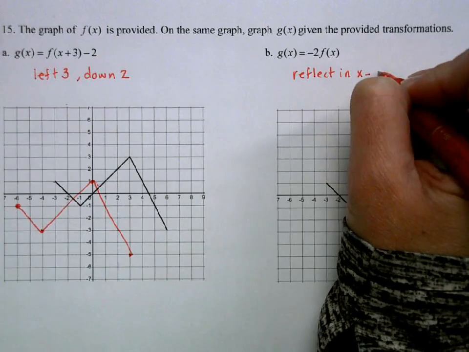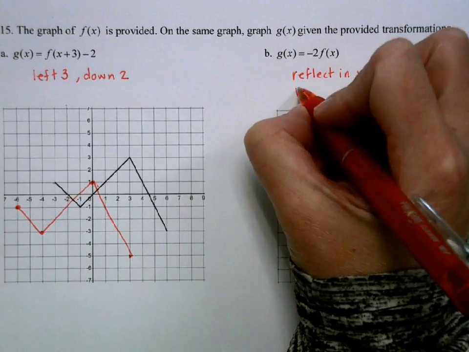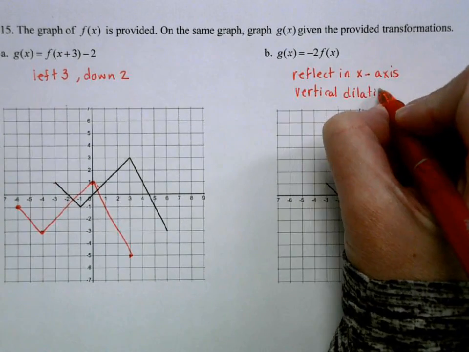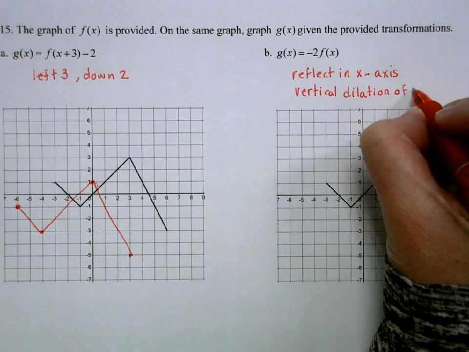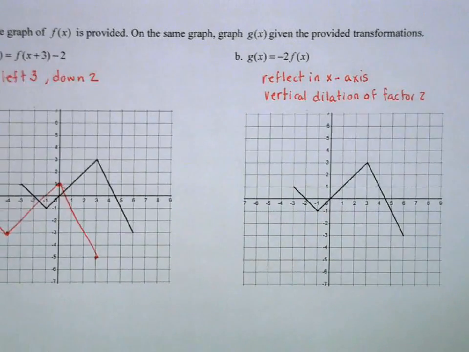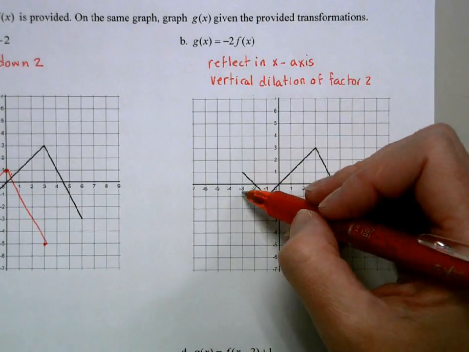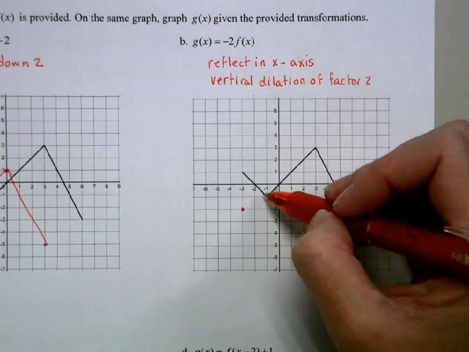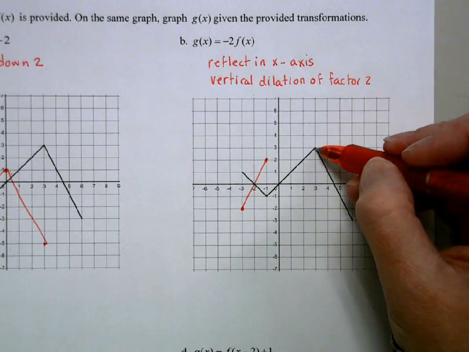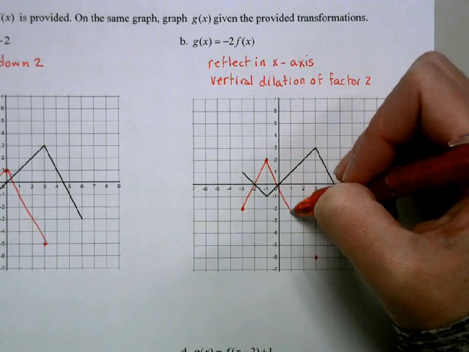And then we have a vertical dilation of 2, which means all the y values are going to get doubled. So I'm going to take each of these points, reflect it over, and then double it. Reflect that over, double it. Reflect that over to 3, and then double it to -6. Reflect that up to +3, and pull it up to +6.